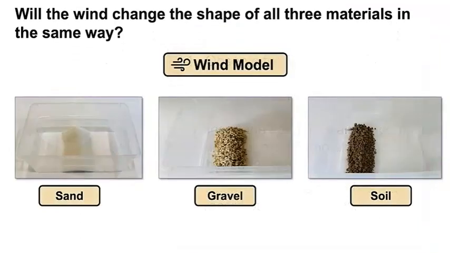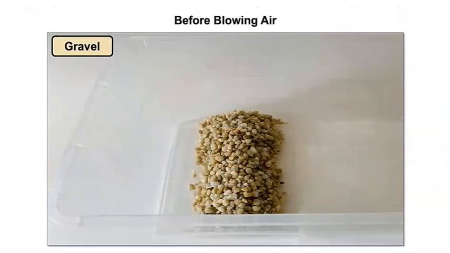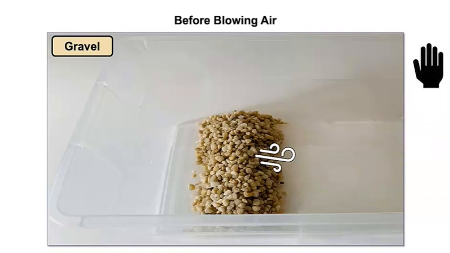Will the wind change the shape of all three materials in the same way? What do you think? I'm not sure, but we will find out. Where should we start? Let's start with gravel. What do you notice? I notice that the gravel is made of small rocks, and the rocks are in a pile. What do you predict will happen to the gravel when we add air to the model? Do you think the air will have an effect on the gravel? Raise your hand if you think it will.